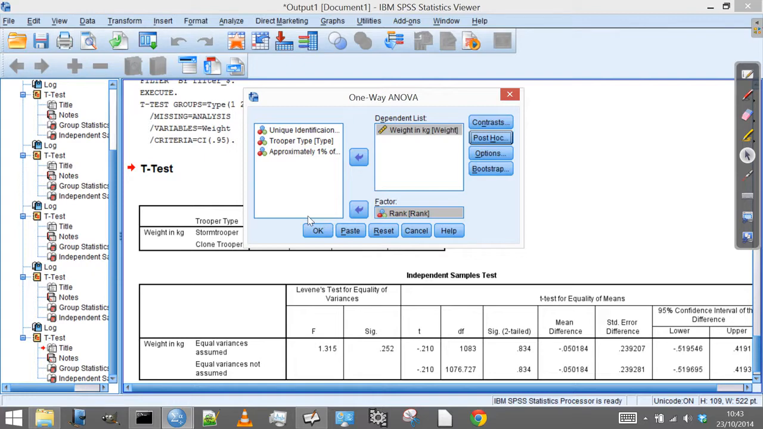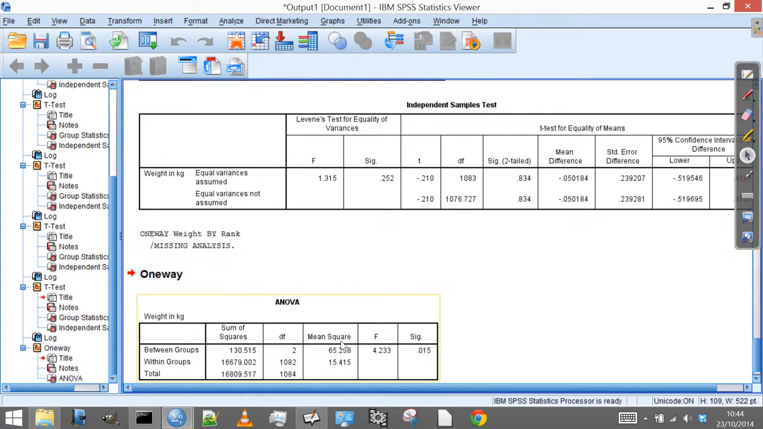Now, if you press OK, it will run the test for you, and you'll get another one of these famous SPSS tables. And there we go. It says ANOVA at the top. Does anyone want to offer some opinion as to what that means?